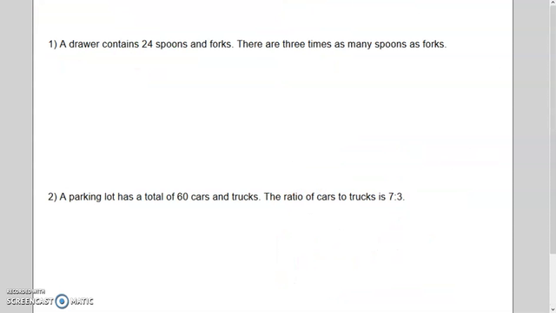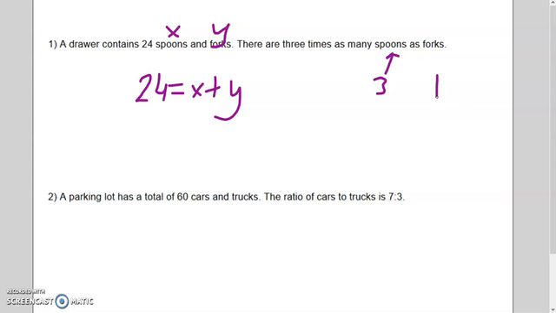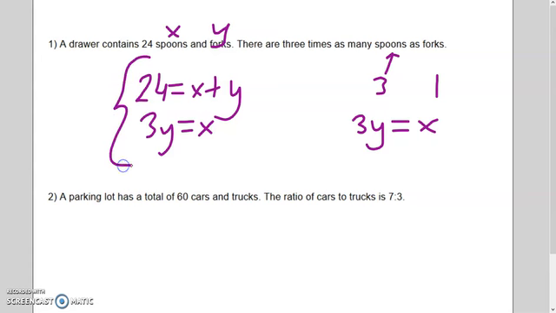So in the last bit here, I'm going to look at specific situations and how I can turn them into systems. So a drawer contains 24 spoons and forks. So I could maybe say the number of spoons is my x, my unknown, and the number of forks is y. And so I could write 24 equals x plus y. Then there are 3 times as many spoons as forks. So if there are 3 spoons, then there's only 1 fork. So we could say that 3 times my forks, which is y here, is equal to x. So if I had 1 fork, then there are 3 spoons. And so that is my system of equations, and I would write it like this from that situation.